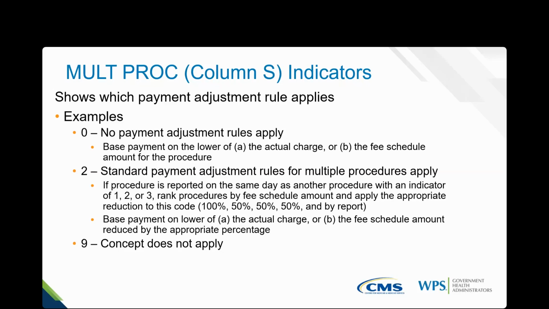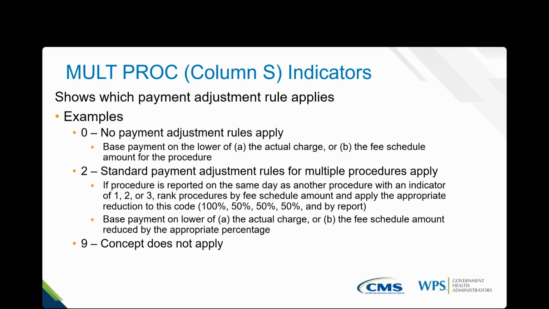So if procedures are reported on the same day as another procedure, and there's an indicator in that column of 1, 2, or 3, that means you're going to need to rank those procedures by the fee schedule amount and apply the appropriate reduction to this code. And you can see there it's 100%. The second procedure would be paid at 50%, followed by 50% and 50%, and then by report.